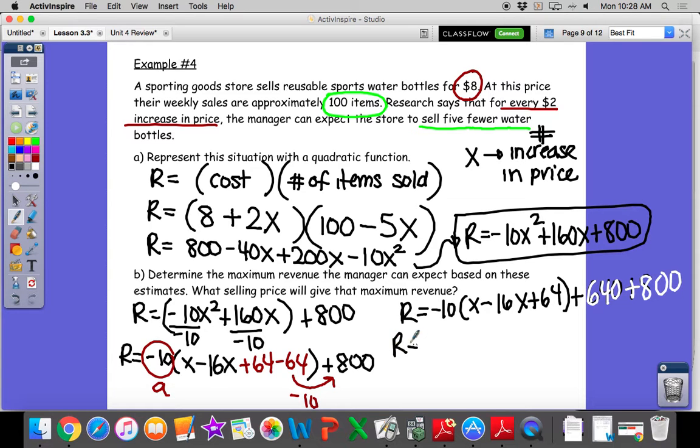So revenue will equal negative 10. This is where I'm going to factor the inside bracket as well. So this is your standard form. I'm going to change it into factored form by always taking half of that middle number. So it's going to be x minus, so half of that number was negative 8. So that's going to be my minus p value. When I put these numbers together, I should get 1440. So that's your vertex form.